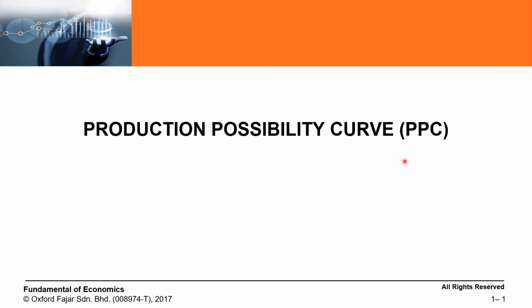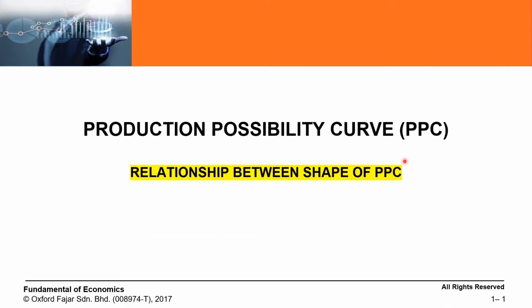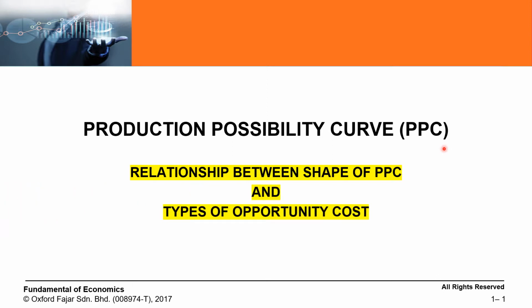Assalamualaikum and hi everyone. Topik hari ini masih lagi berkaitan dengan Production Possibility Curve iaitu PPC. Cuma kali ini kita nak lihat what is the relationship between shape of PPC and the type of opportunity cost.